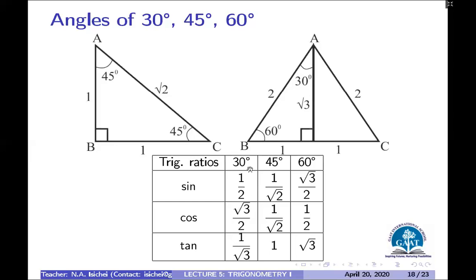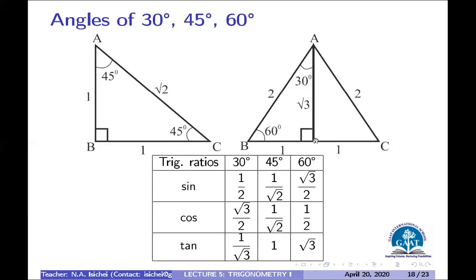Then finally for angle 30 degrees, tan 30 is opposite over adjacent, 1 over root 3. And last but not the least, looking at the angle 60 degrees. If this angle is the reference angle, the opposite will now become the altitude of the triangle, while the adjacent becomes this half of the base.